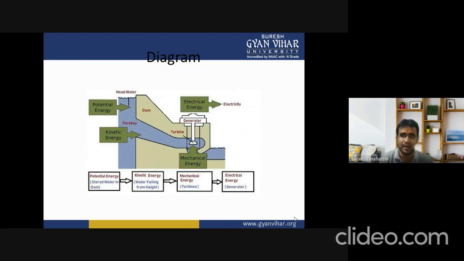Kinetic energy is converted into mechanical energy, and then mechanical energy is converted into electrical energy. Potential energy is the stored water in the dam, and kinetic energy is the water falling from height.